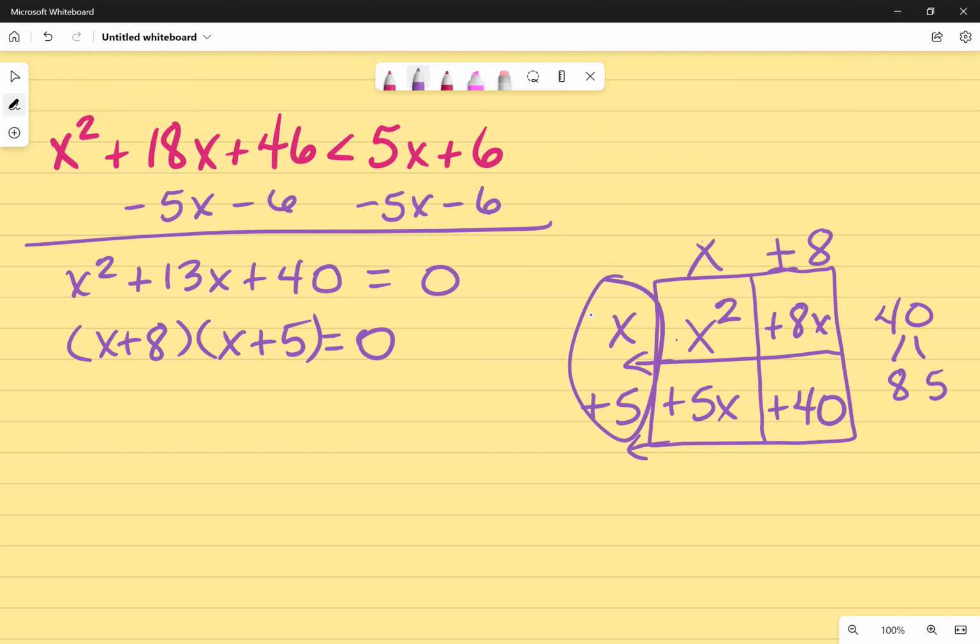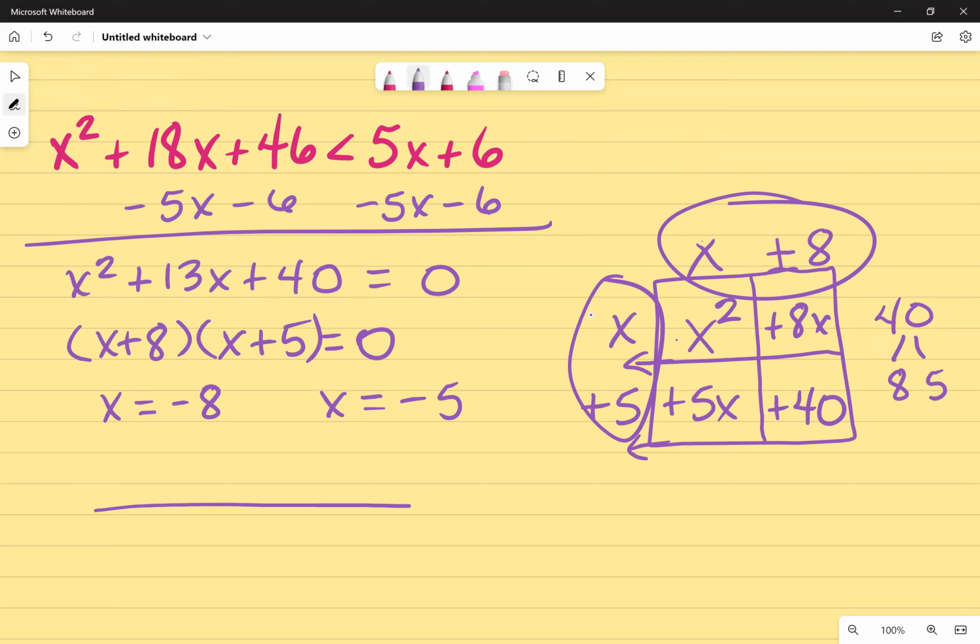And that's what we just brought out, for those people that are wondering where that came from. And now solve for x. What will make the first factor equal 0? The opposite sign, negative 8. What will make the second one? Again, the opposite sign, negative 5.